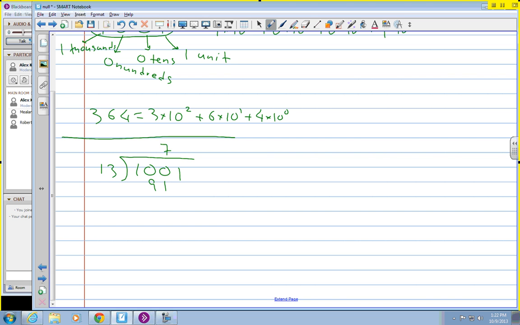Well, I just don't trust my head here. So what do you do when you subtract? 91. Guess how many times 13 goes into 91? 7. So the remainder is 0. So 13 divides 1001. I did not know that.